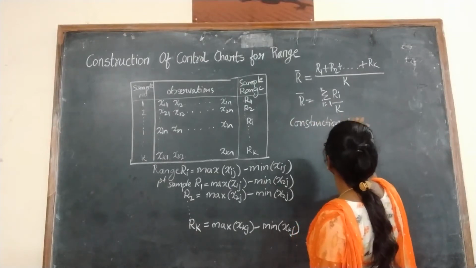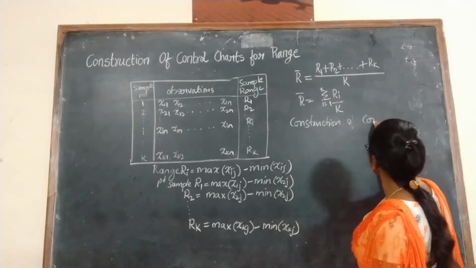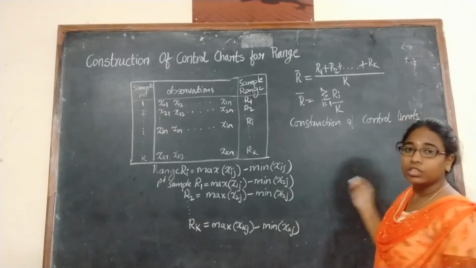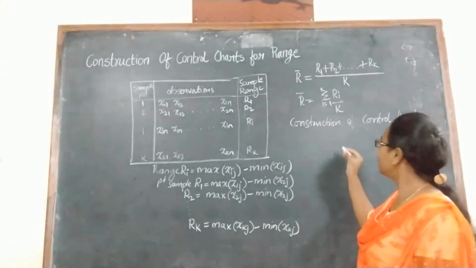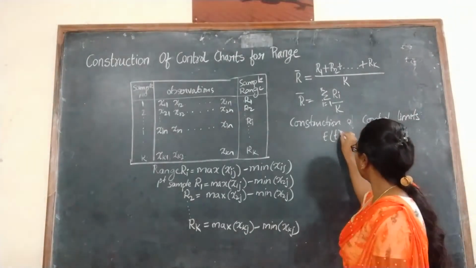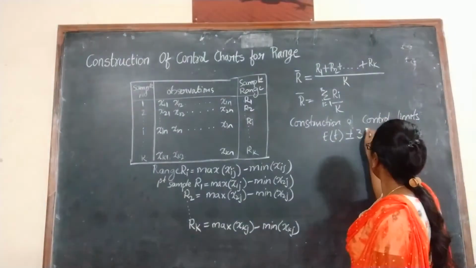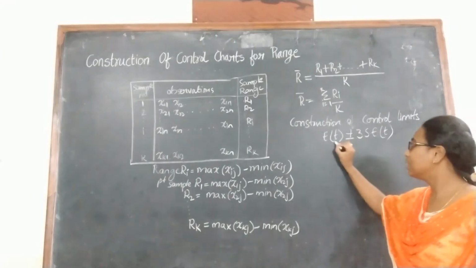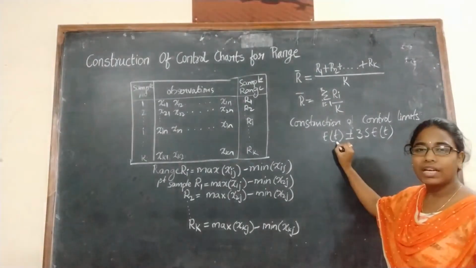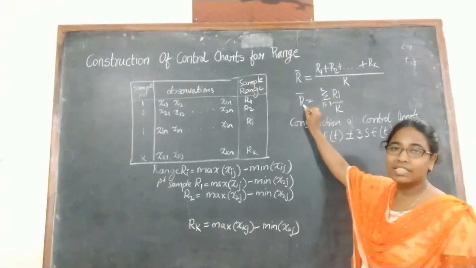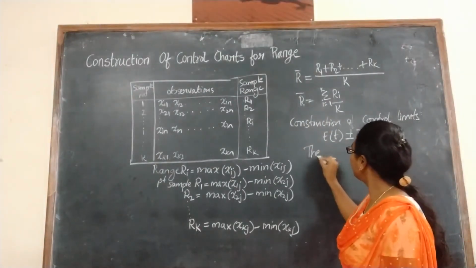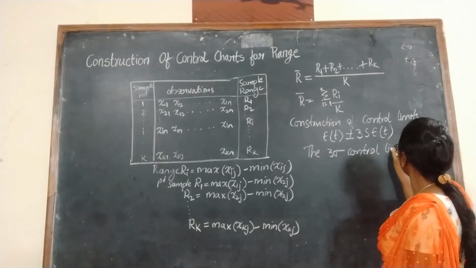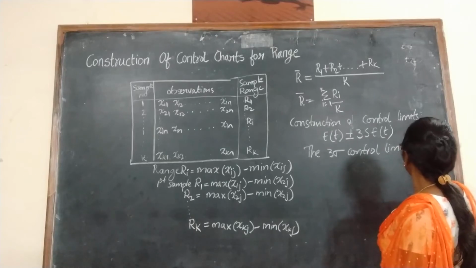Now, construction of control limits. The general formula of control limits is expectation of t plus or minus 3 into standard error of t. Here t means the statistic. What is the statistic we are considering here? The range, that is R. So that gives the 3 sigma control limits for the range chart.